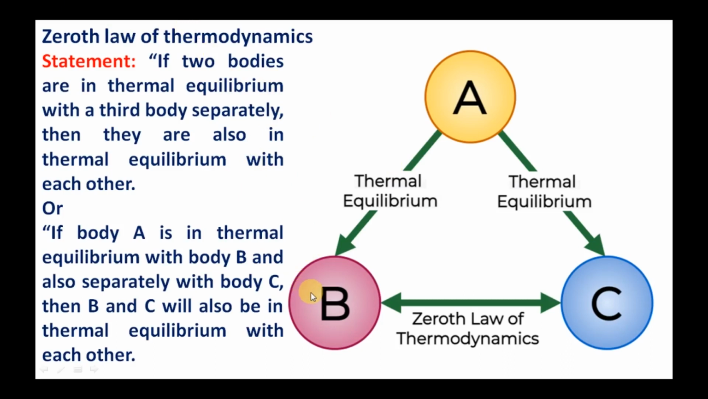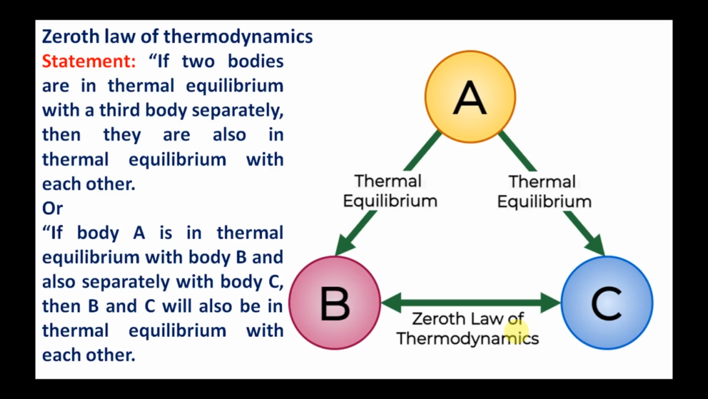If two bodies are in thermal equilibrium with a third body separately, then both are also in thermal equilibrium with each other. And this statement we can state in a different way, that is, if body A is in thermal equilibrium with body B and A is in thermal equilibrium with body C separately, then bodies B and C are also in thermal equilibrium with each other by the zeroth law of thermodynamics. Here thermal equilibrium means the temperature remains the same.